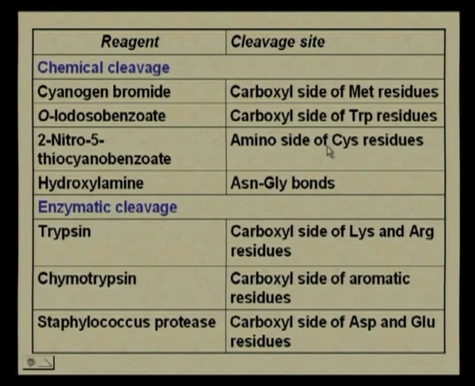So, if we know that it has 4 disulfide linkages, I can reduce the disulfide linkages and get the long chain. But then if I use this particular reagent to chop off at the cysteine residues, on the amino side of the cysteine residues, then I will get fragments, say of the length 20, 50 or something like that.